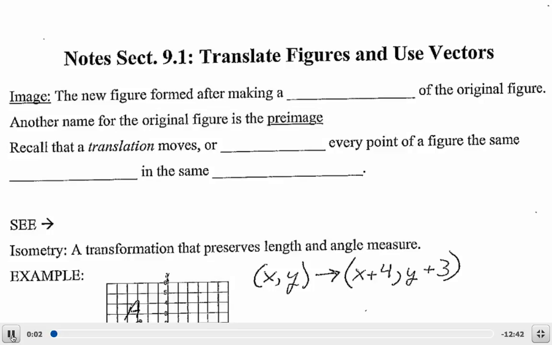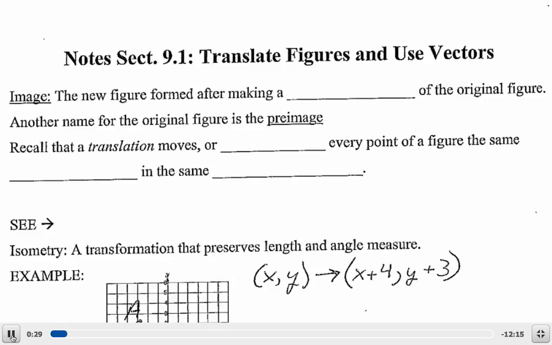Okay, this is section 9.1, translating figures using vectors. Vectors are probably a new thing for most of you, but it piggybacks off an old thing, when we talked about translations, rotations and flips, and just movements. Translations, these transformations. If we think back, this first part is a review, and then we'll kick into the new stuff a little bit later.